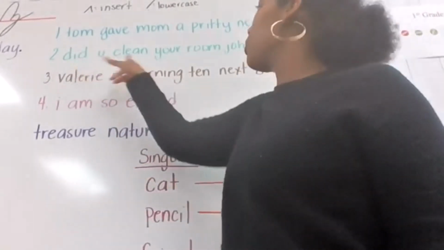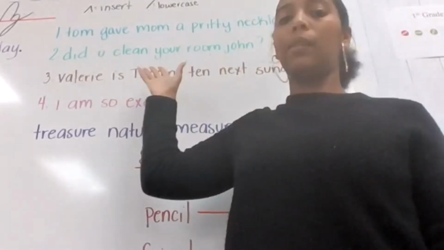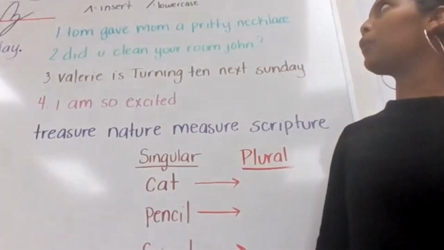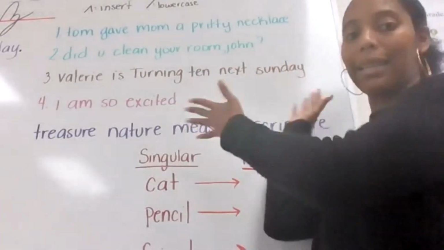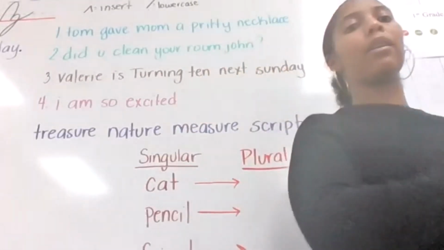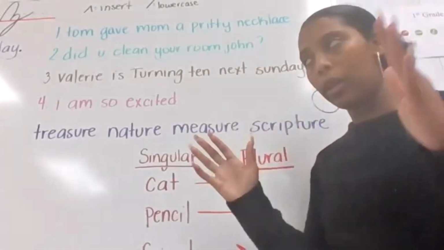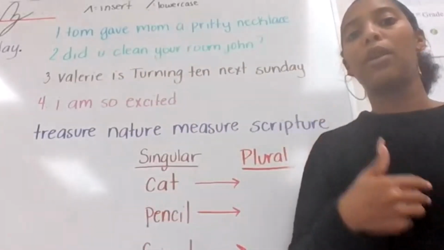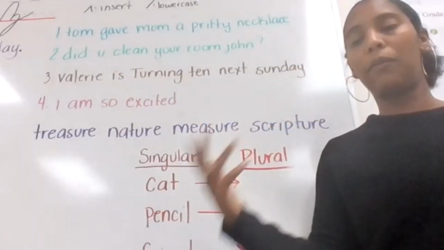Number two says, did you clean your room, John? So you can look at this one. Correct whatever is wrong with the proofreading marks. So write it just like this, okay? Normally we write it correctly, but today, this week, you're writing it incorrectly. Then you'll use the proofreading marks to show what needs to be fixed.